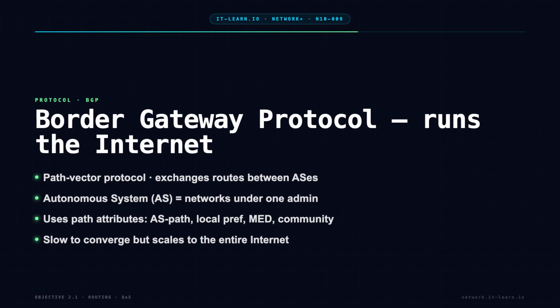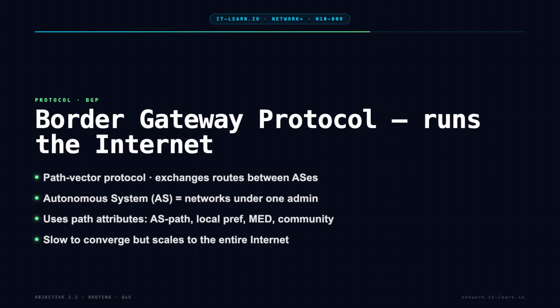HSRP, or Hot Standby Router Protocol, is a Cisco proprietary protocol where two or more routers share a virtual IP address and virtual MAC address. One router is active, and the others are standby, ready to take over if the active router fails.